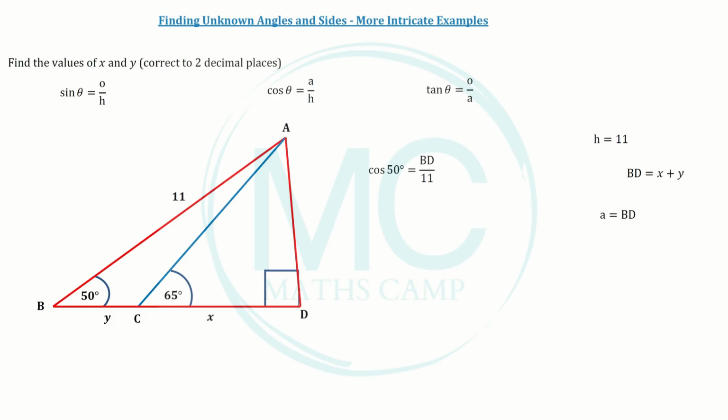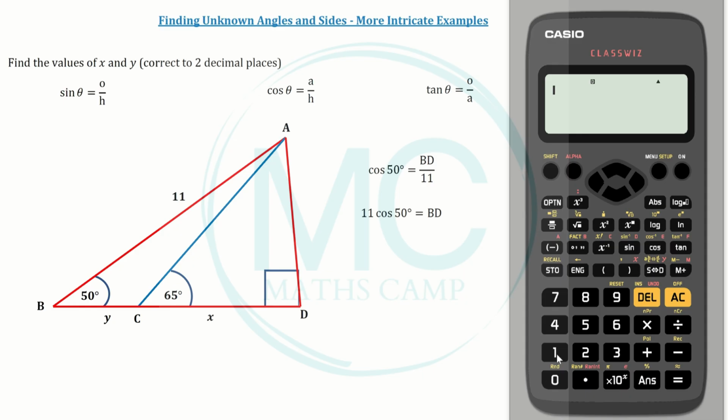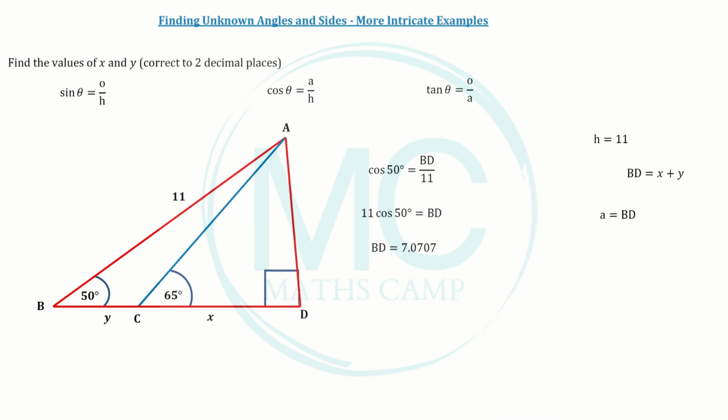Now we need to get BD by itself, so we have to multiply both sides by 11, and we get 11 multiplied by cos 50 degrees is equal to BD. And now we can use our calculator. So we say 11 cos 50 degrees, close the bracket, is equal to 7.0706 and so on. But this is not our final answer. So to be safe, let's round off to 4 decimal places and we can write our answer as 7.0707. Now we can make a note of the length on our triangle over here.